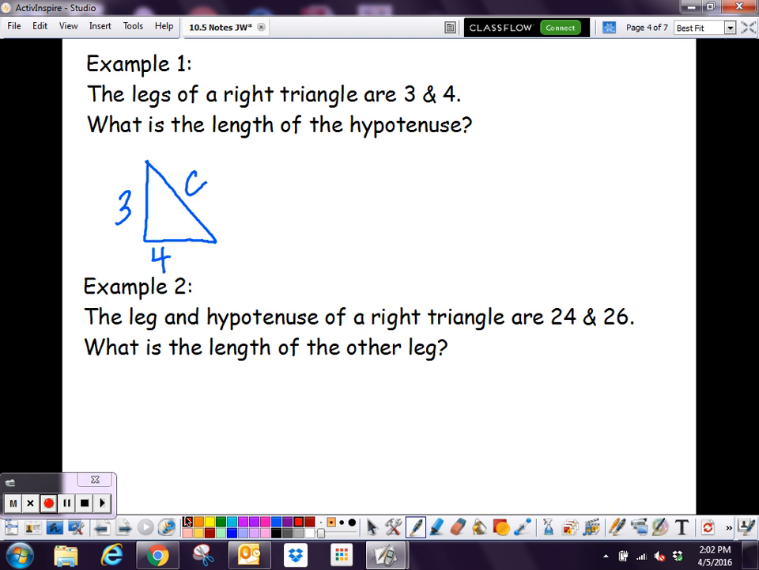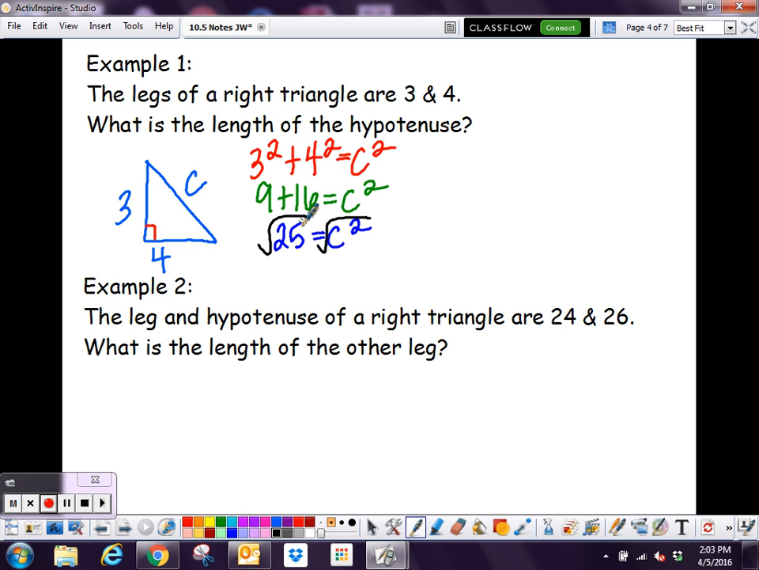So I'm going to plug this into the Pythagorean theorem. So I have 3 squared plus 4 squared equals C squared. Make sure you have that written down. Now you can simplify it to 9 plus 16 equals C squared. Well, 9 plus 16 is 25 equals C squared. Now you take the square root. So that means that C is 5. Notice that's that 3, 4, 5 triangle again. You're going to see that actually quite a bit.